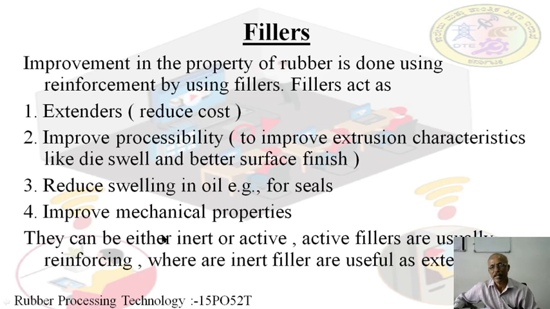So here, active fillers. What is an active filler? We call carbon black an active filler. It gives strength to the rubber. It increases tensile strength, modulus and dynamic properties in the compound. Whereas an inert filler, we call it a cost reducing filler. Cost reducing filler, that is, for example, china clay or calcium carbonate, etc.